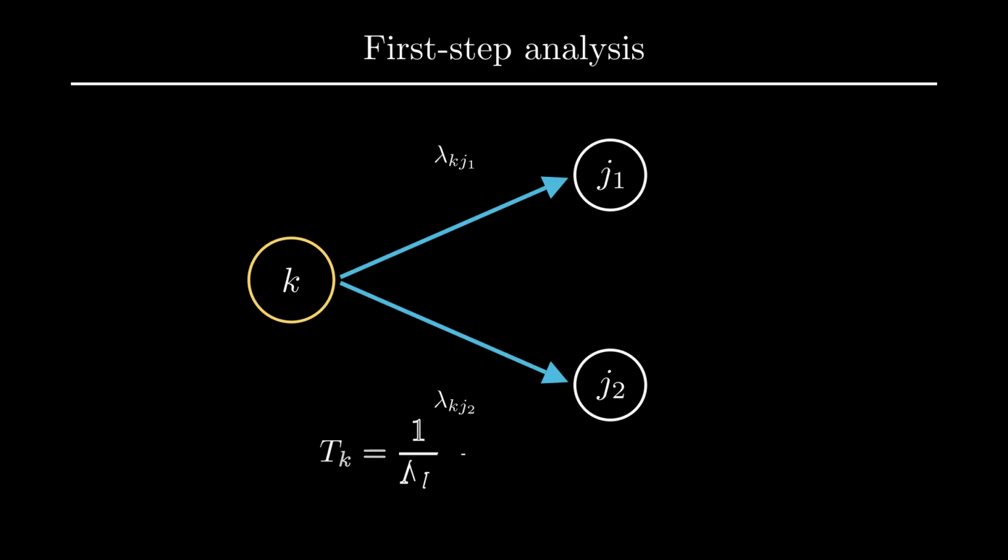Combining these gives the central recursion: expected time in K, plus the probability weighted sum of times from the next state. And the boundary condition: T for the target state is 0. If you're already there, no time is needed.